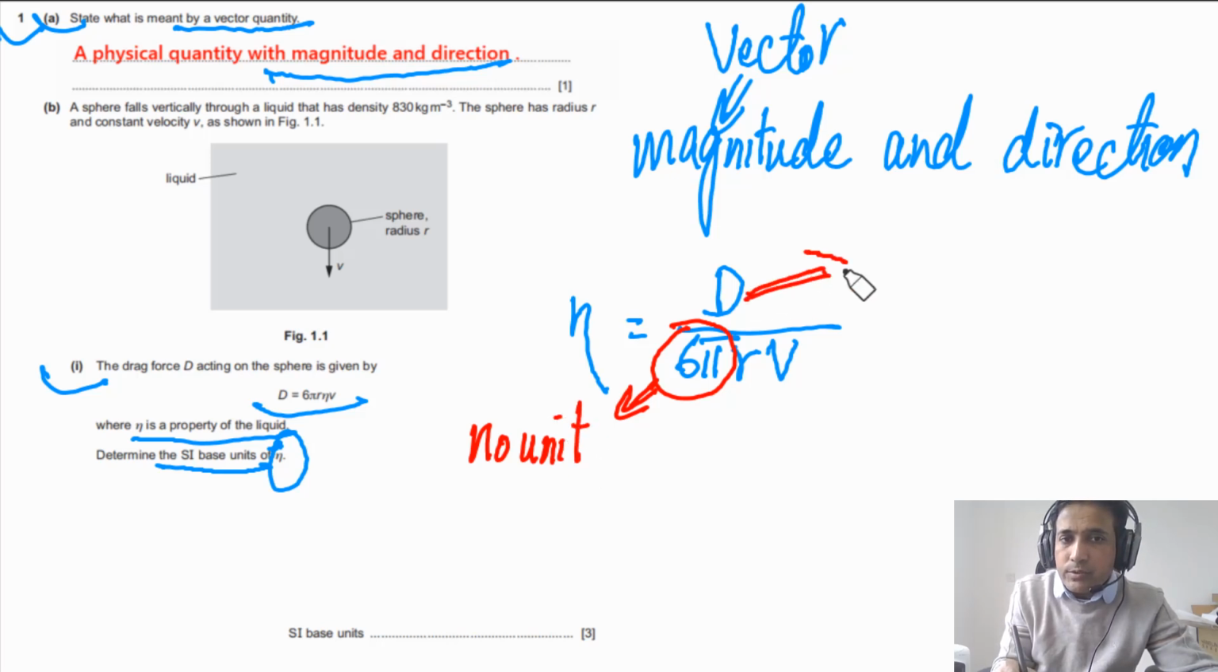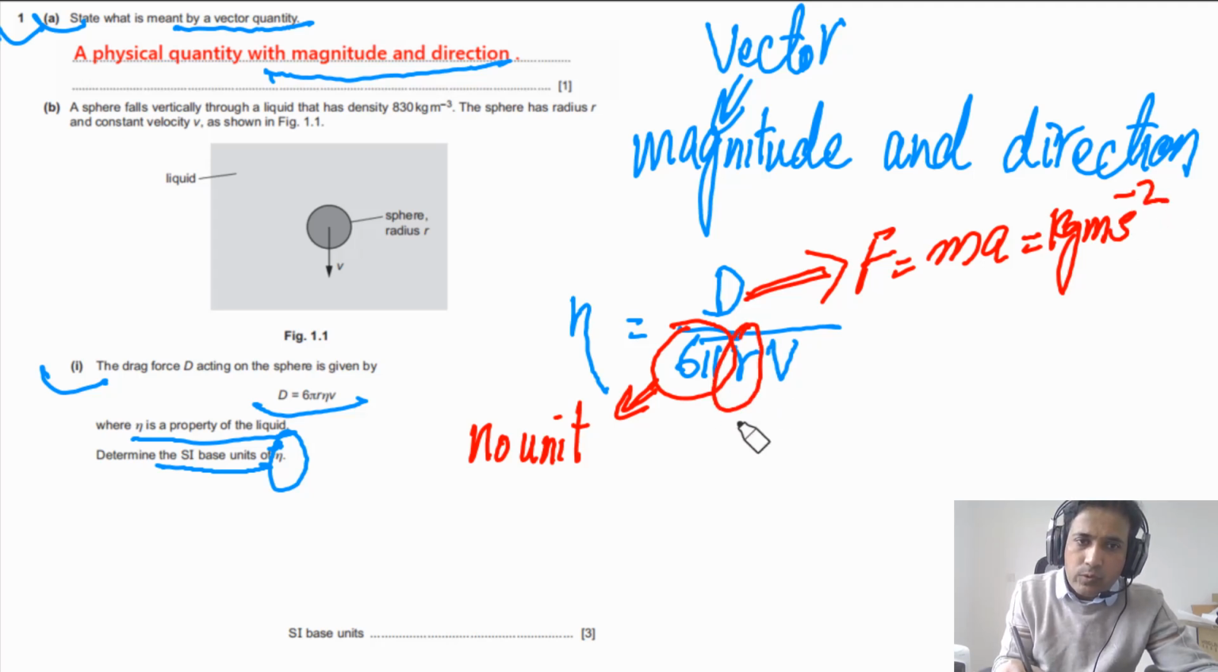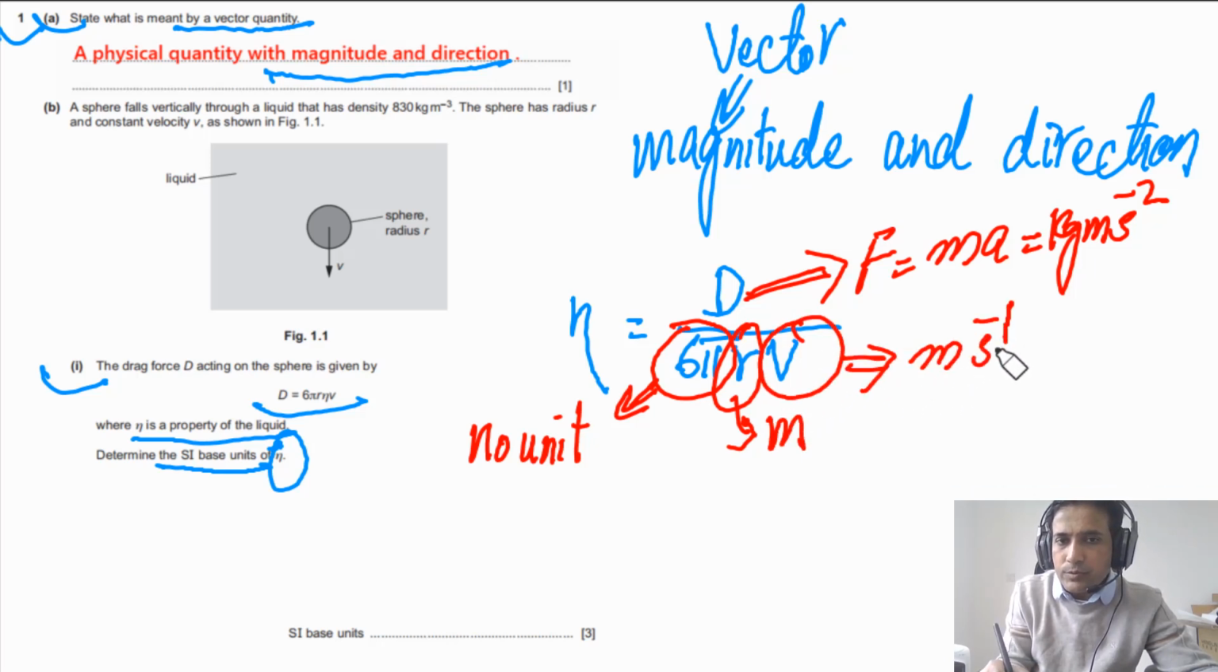And drag is a force, and force is m a. Any type of force has the same SI base unit, so we can write it as kg meter per second squared. We can also write down the unit of R. This is the radius of the sphere, so its unit is meter, and the unit of speed is meter per second.